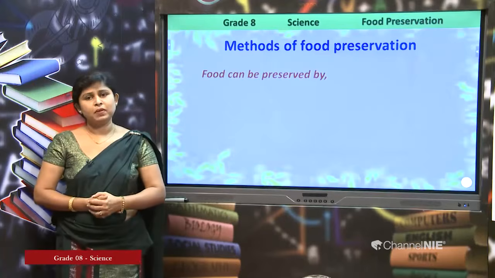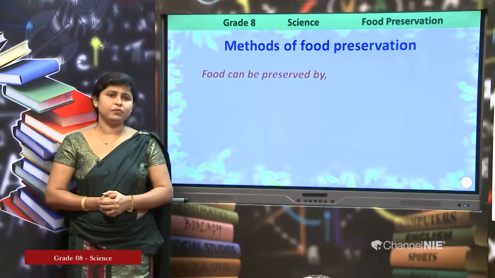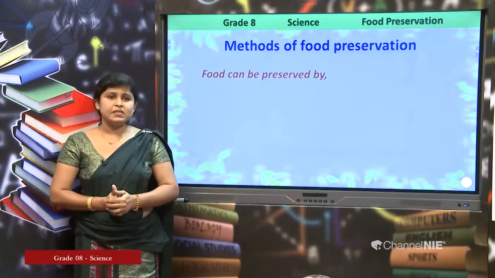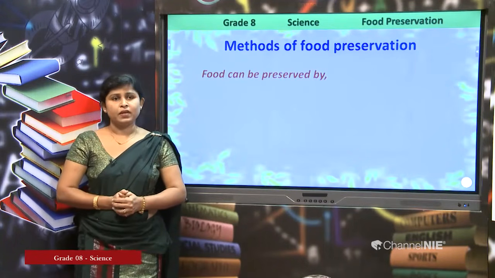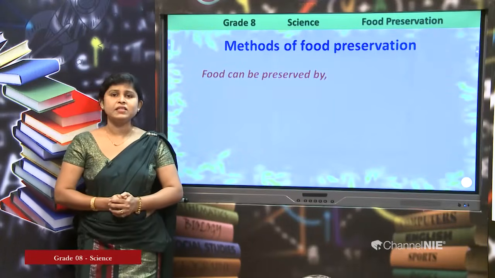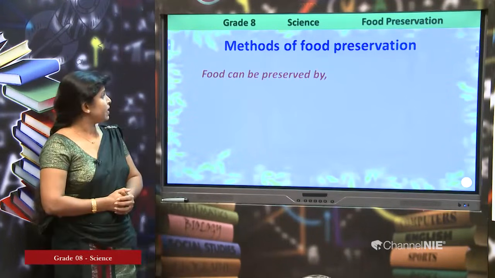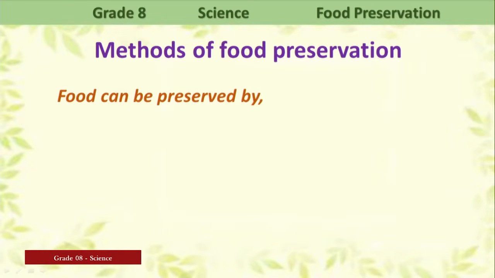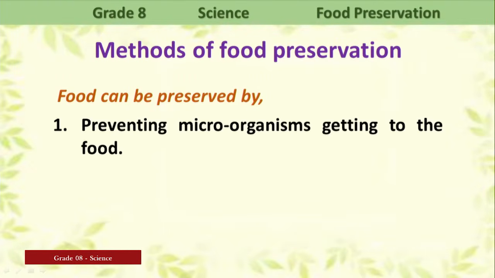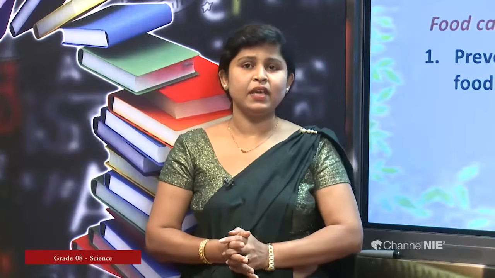Now, I am going to talk about different methods of food preservation, right. In the past also people used different types of methods to preserve food. At present also we are using those methods with minor changes, right. Methods of food preservation: the food can be preserved by preventing microorganisms getting to the food. Now, I explained that microorganisms contribute a lot in the spoilage of food. By preventing the microorganisms getting to the food, we can preserve the food item. We can prevent the spoilage. It is very important.